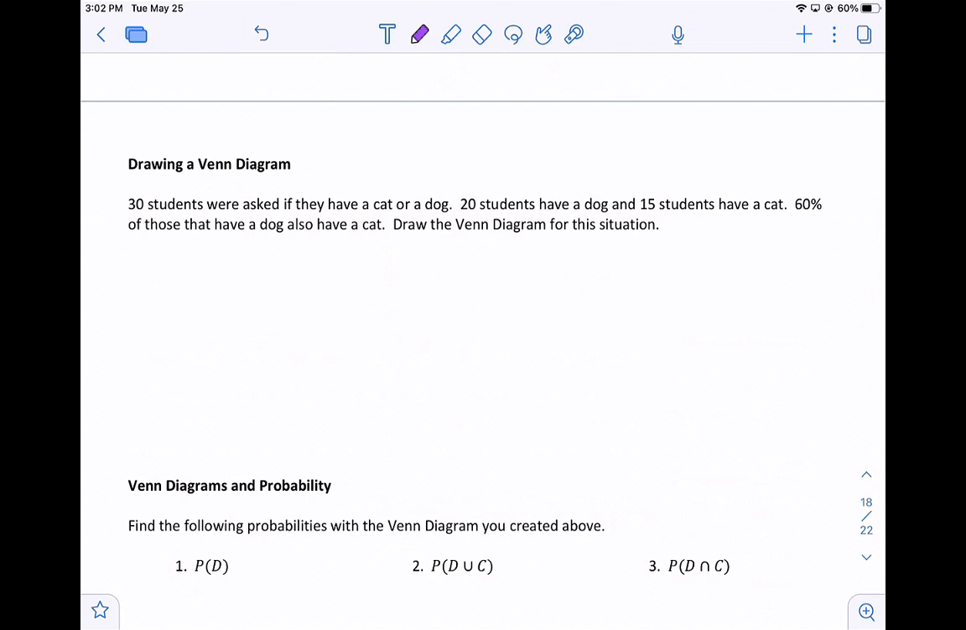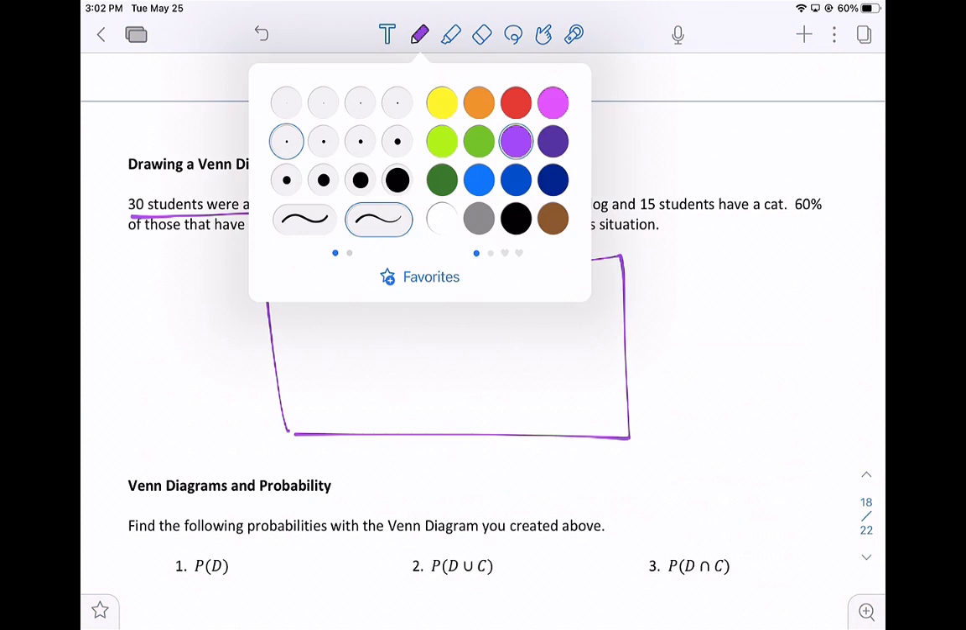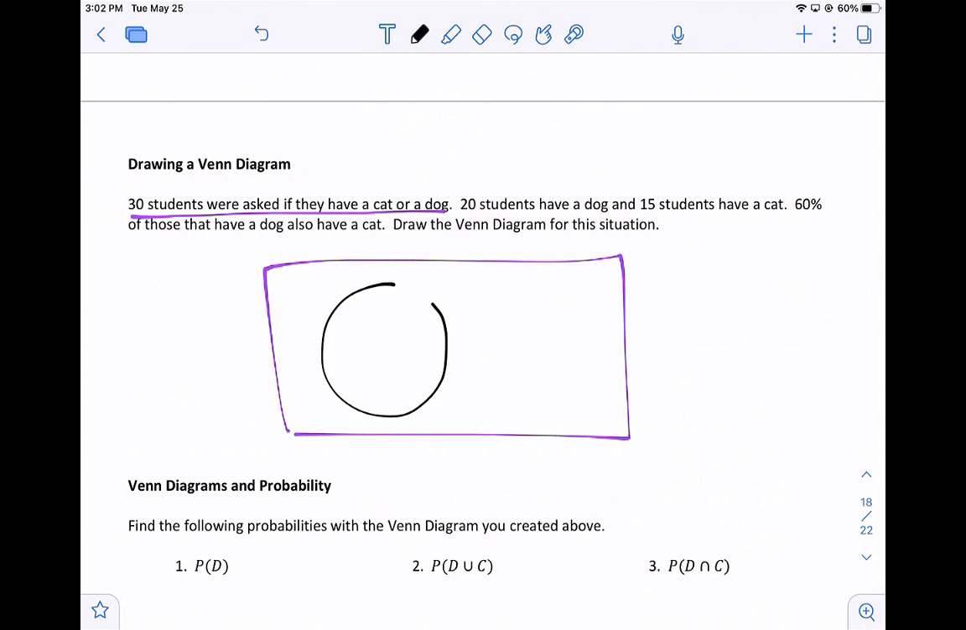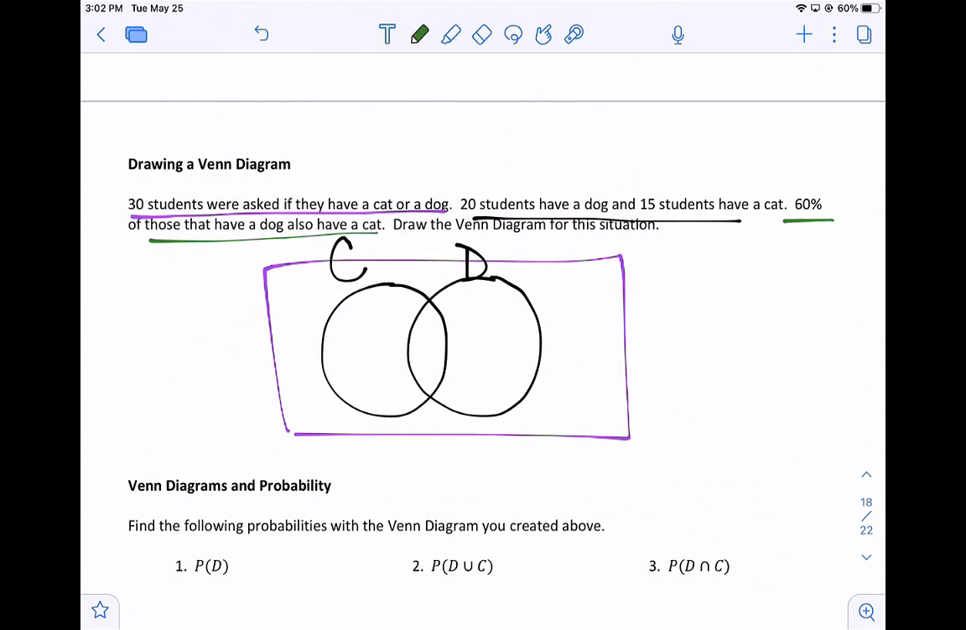Okay, drawing a Venn diagram. It says 30 students were asked if they have a cat or a dog. Okay, so here's my sample space right here. And people can have cats and dogs, so I'm going to go ahead and overlap this, and we'll do cats and dogs. It says 20 students have a dog, 15 students have a cat. 60% of those that have a dog also have a cat. Draw a Venn diagram.